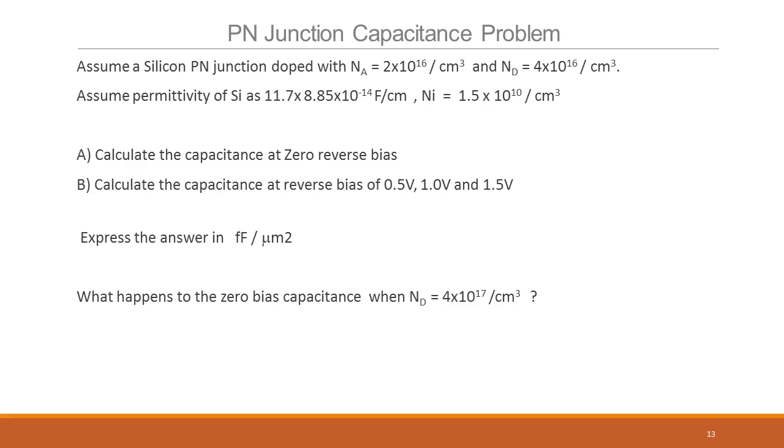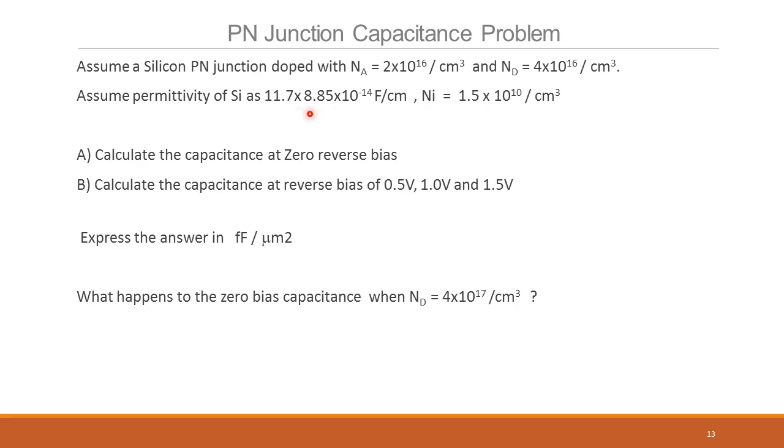Okay. Let's do a problem now. Let's assume there is a silicon PN junction doped with an acceptor concentration NA of 2 into 10 power 16 per centimeter cube, and ND is 4 into 10 power 16 per centimeter cube. Assume that the silicon permittivity is 11.7 into 8.85 into 10 minus 14 farad per centimeter. This 11.7 is the relative permittivity of silicon, and 8.85 into 10 minus 14 farad per centimeter is the permittivity of free space. So this is the effective silicon permittivity. And ni you know is already 1.5 into 10 power 10 per centimeter cube. This tells you it's at 300 degrees Kelvin.